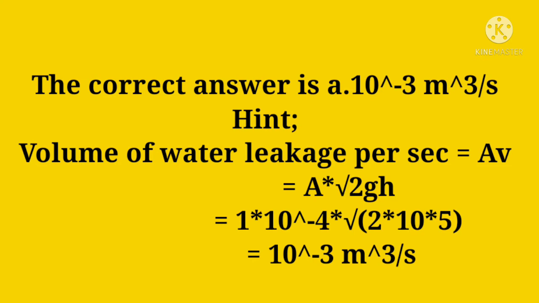Hint: volume of water leakage per second equals A v equals A into root under 2gh equals 1 into 10 to the power minus 4 into root under 2 into 10 into 5 equals 10 to the power minus 3 meter cube per second.